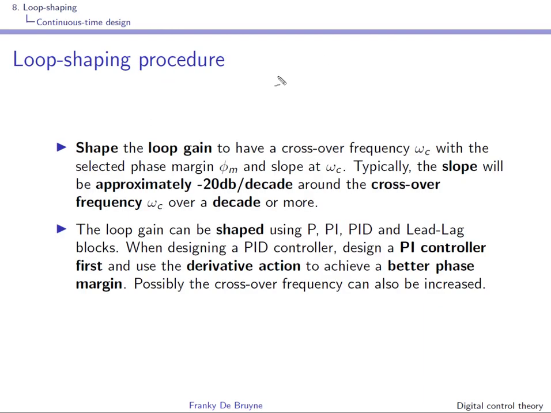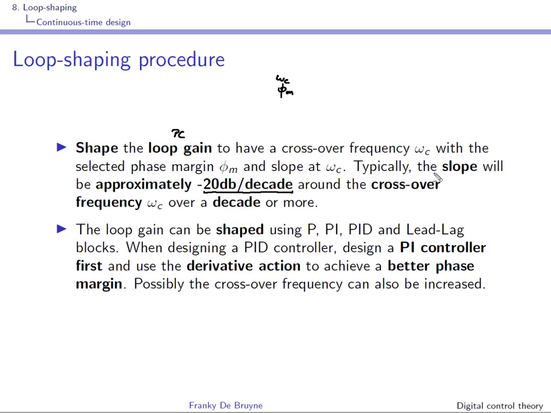So once you have selected this crossover frequency omega c and this phase margin phi m, you have to shape the loop gain PC to have this crossover frequency with the selected phase margin, and you have also to select a slope at the crossover frequency. Typically what you do is take a slope of minus 20 dB per decade around the crossover frequency in a frequency range that is a decade or more.